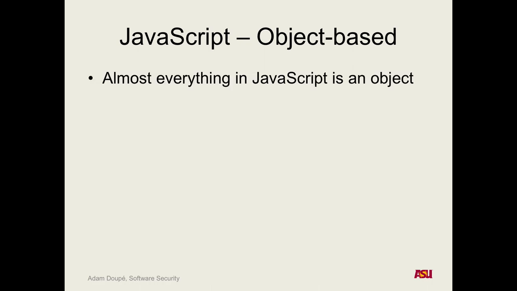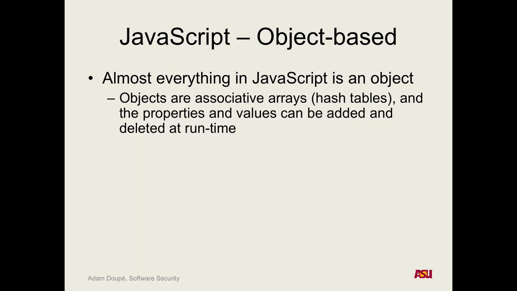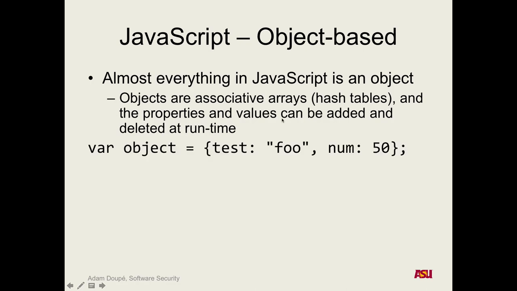Okay, so JavaScript does have objects. I wasn't lying. It's very much prototype based, we'll see this in a second. Almost everything is an object. You can think of objects as hash tables. They have property names with property values, and properties can be added and deleted at runtime. For instance, this creates an object called object that has a test property with value foo and a num property, which has the value of the integer 50.